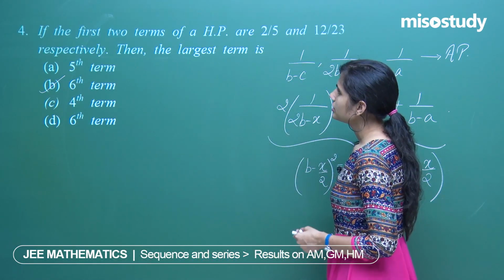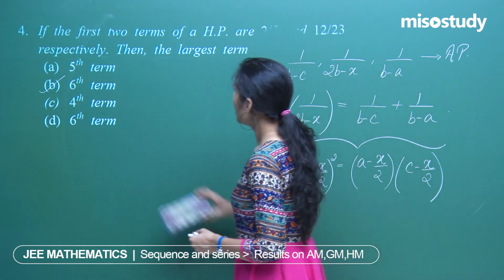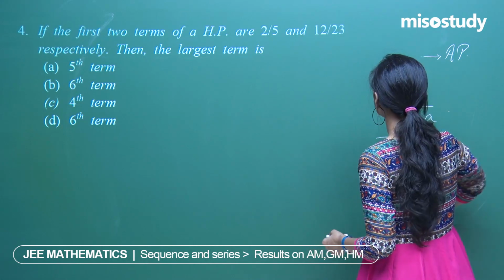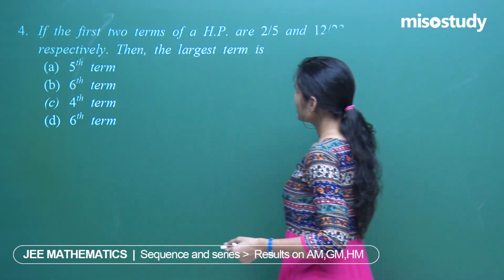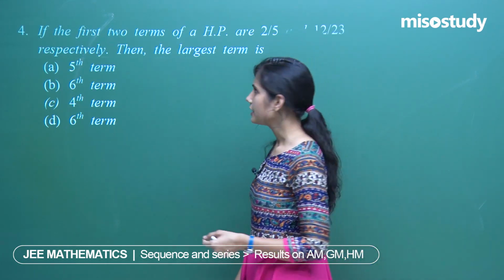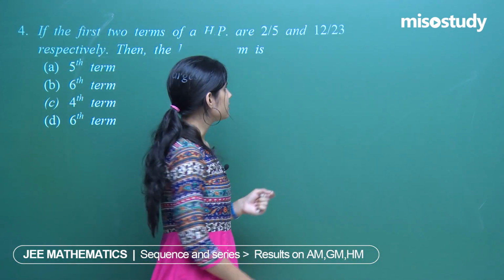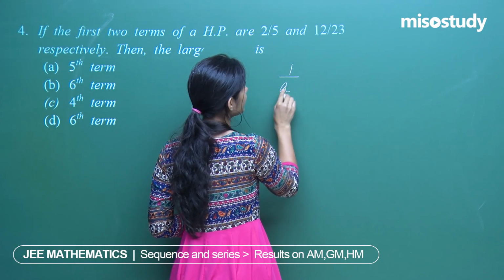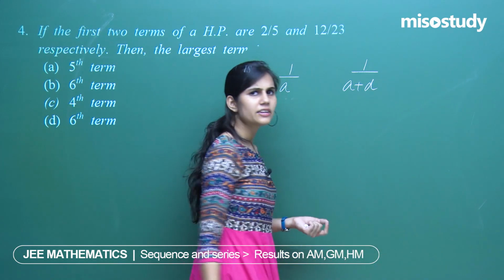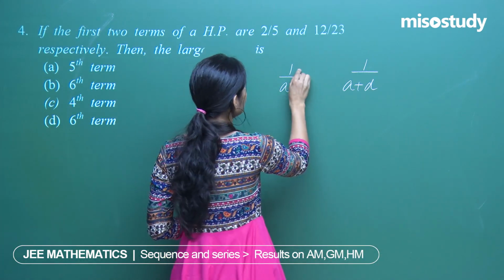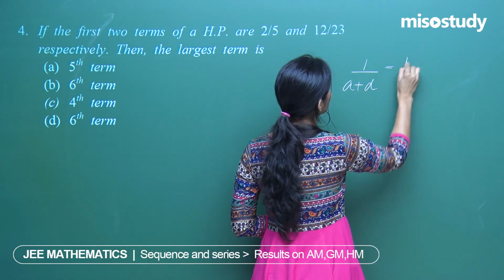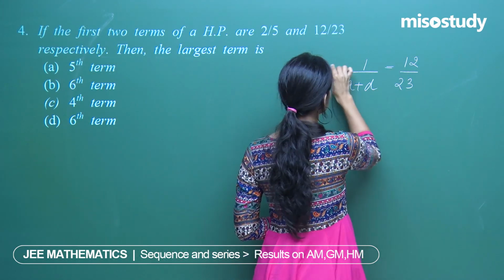Moving to the next question. If the first two terms of a harmonic progression are given to you as 2 by 5 and 12 by 23, then the largest term is what in this HP? So the first term of an HP is 1 by A, the second term is 1 upon A plus D, because their reciprocals are in AP, right? 1 upon A is given to you as 2 by 5, 1 upon A plus D is given to you as 12 by 23.